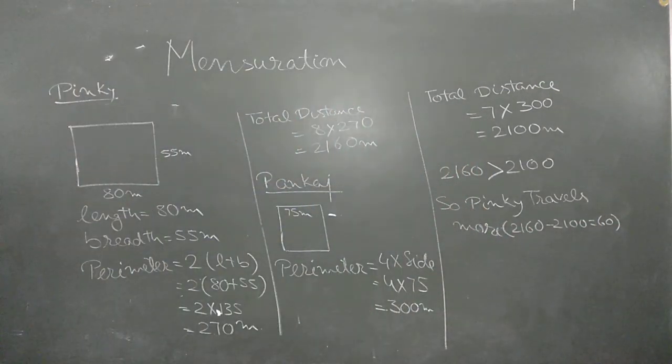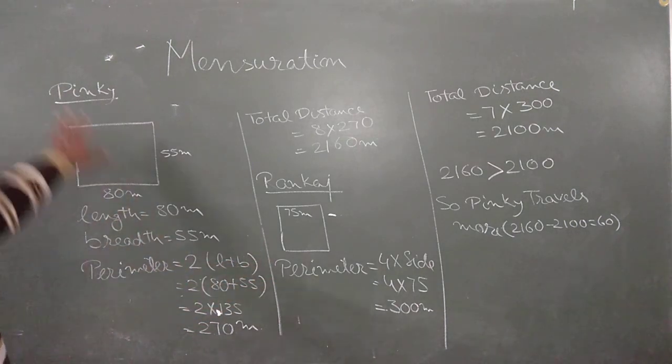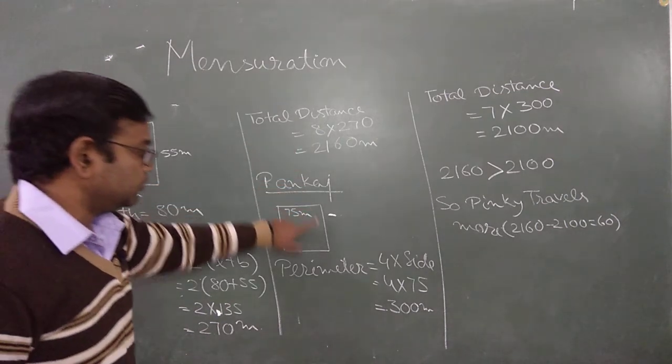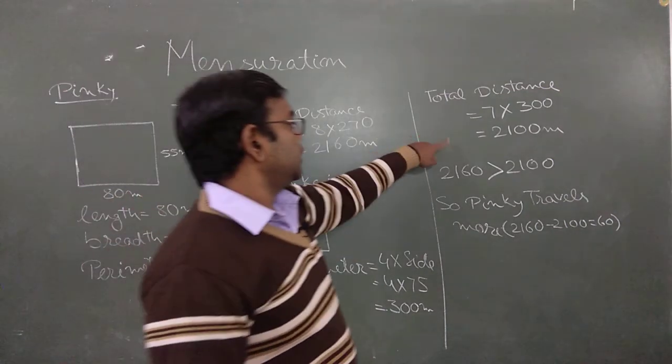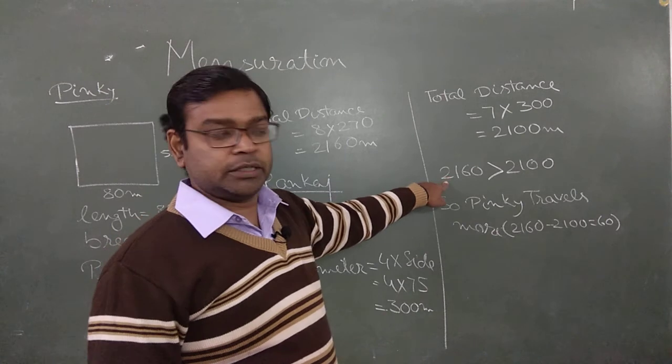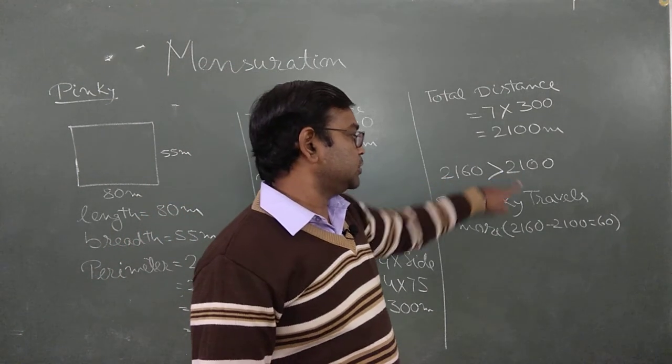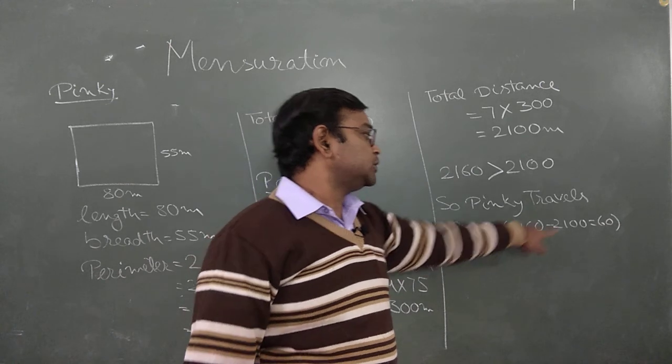Clear? So that's all for this video. Hope you can easily understand the last part of the question. First we have to find out Pinky's total distance, then find out Pankaj's total distance, then check which one is greater. Pinky's total distance is greater than Pankaj's, so Pinky travels more. How much? It's 60 meter.